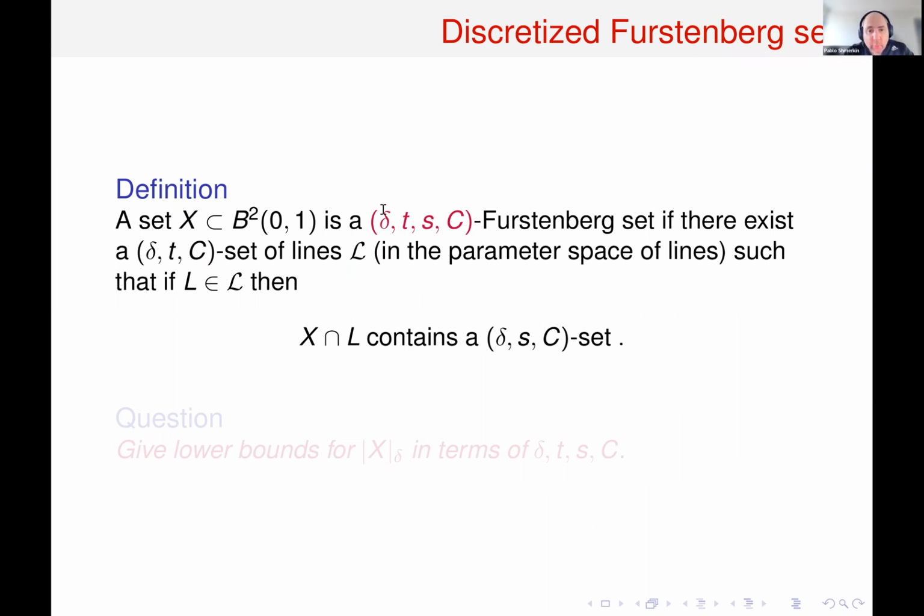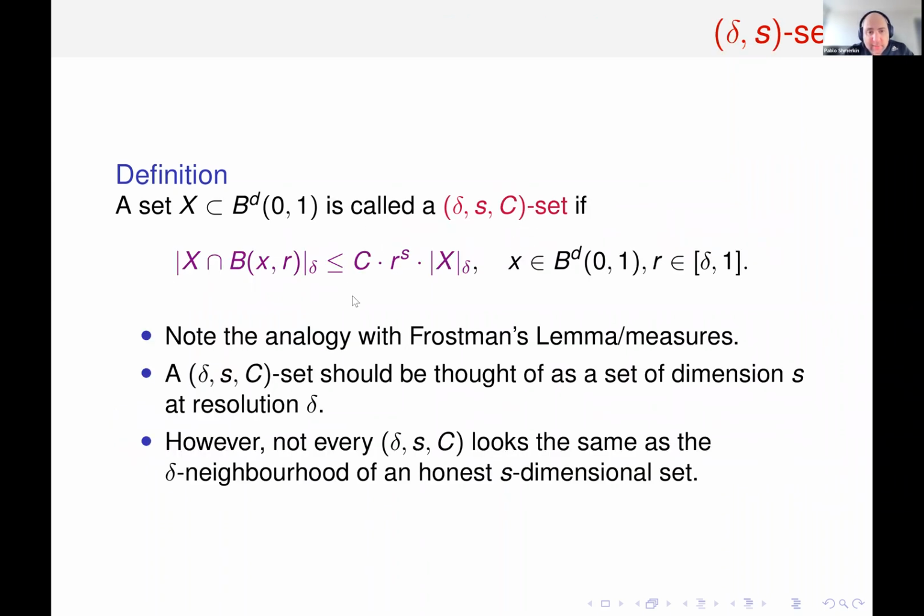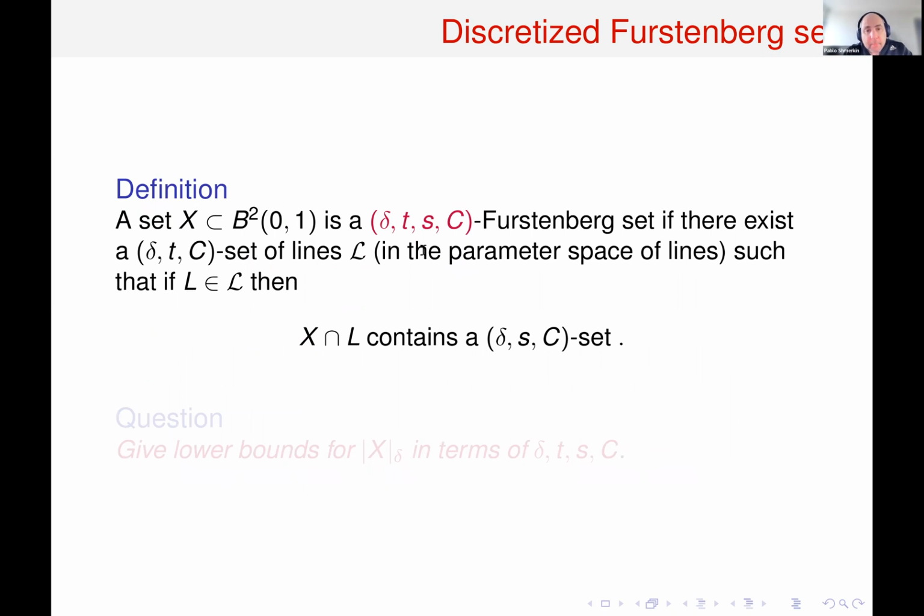So now we discretize it, so we have the scale delta, and we have the parameter C. C is a parameter that tells us how much leeway we have in this Frostman condition. The bigger the C, the more flexible this Frostman condition is. So we just replace Hausdorff dimension on the set of lines and on the intersections by delta-t-C sets and delta-s-C sets. Except for the intersection of the set with the line, rather than asking it to be a delta-s-C set, we only ask it to contain one, which makes sense because it gives more flexibility. If it contains a delta-s-C set, then it is large.